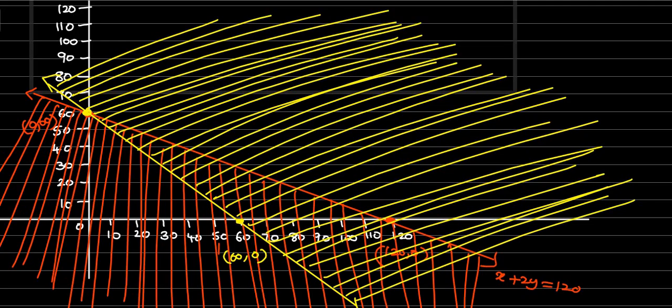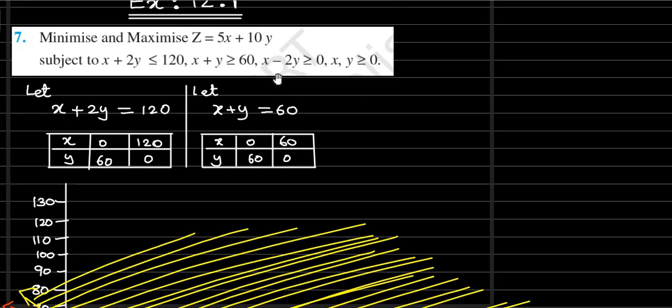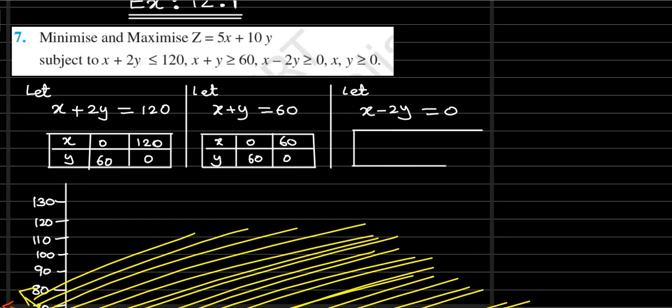Okay, for the next inequality, x minus 2y greater than or equal to 0, we have to consider it as an equation first to draw the line of x minus 2y equal to 0. Then we can identify the solution space. Now, if x equal to 0, what is the corresponding y value? If x equal to 0, the corresponding y value we get is also 0.